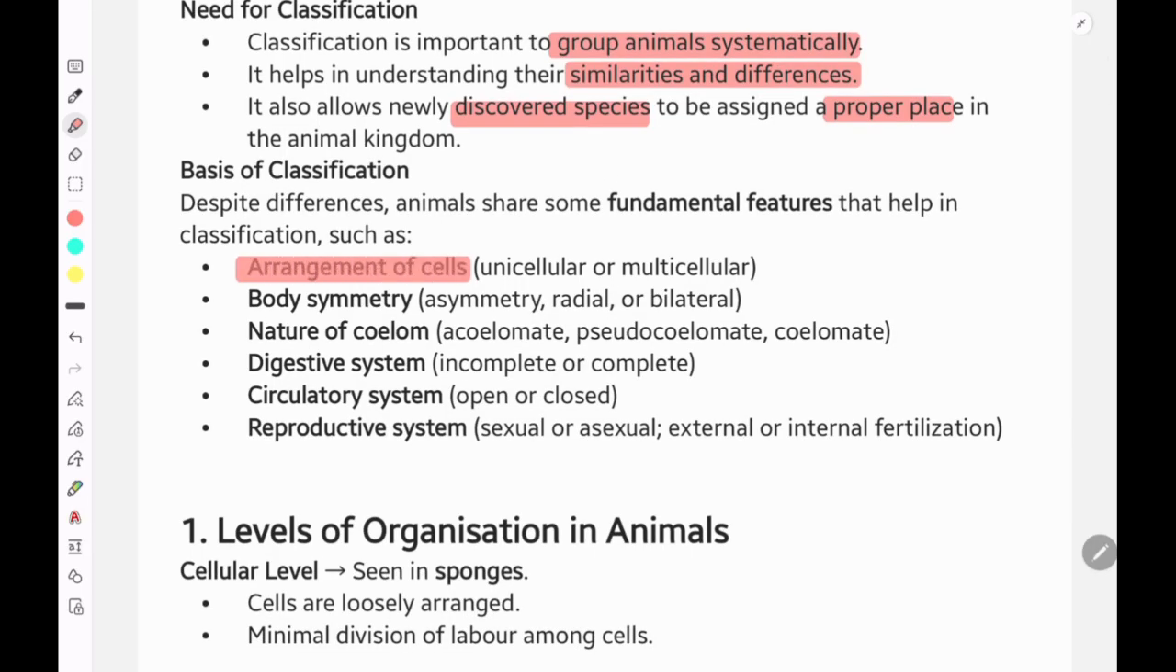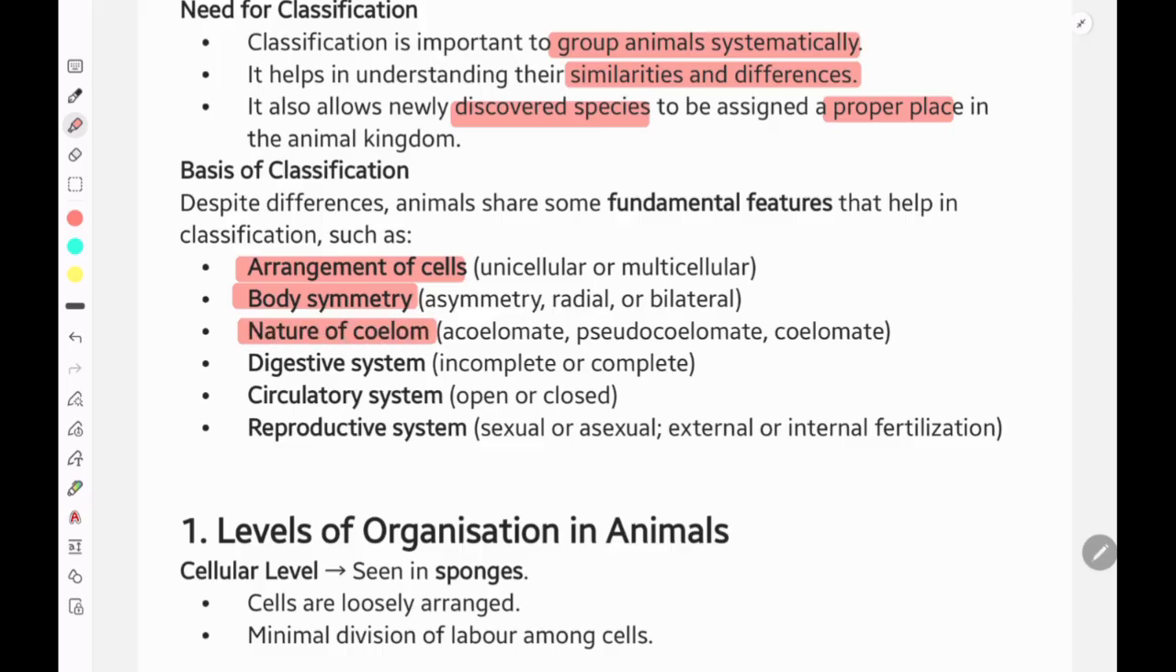such as the arrangement of cells, that is body organization, whether it is cellular, tissue level, organ level, or organ system level, and the body symmetry. They can be asymmetrical, meaning their body is not similar at any angle. They can be radial or bilateral. We will discuss this in a further class.